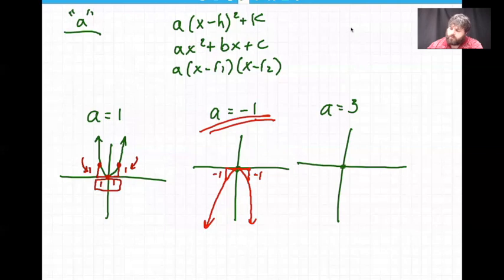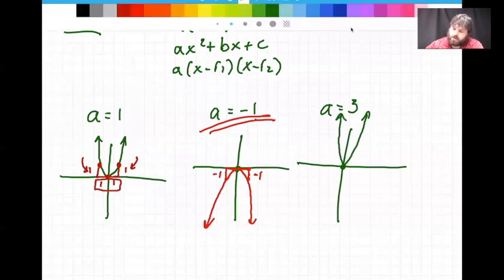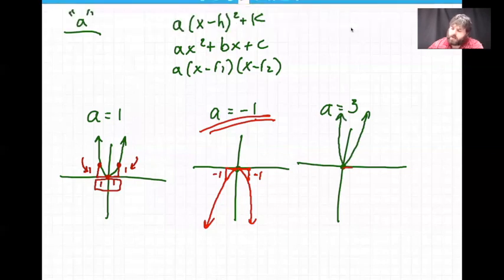Right? We've got my vertex right here. The graph is going to look like this. Now let's think about it. Remember, when a is 3, what that's telling me is from the vertex I go over 1, up 3, and there's another point. Over 1, up 3. So that means I go up 3.